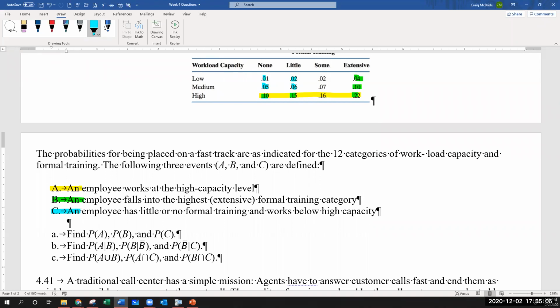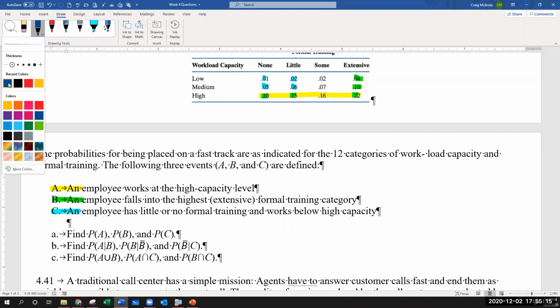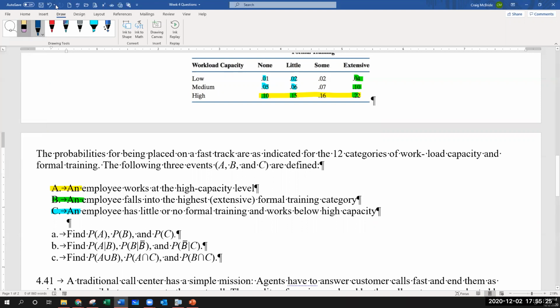Well, no, I mean, we're doing not B given C. So the first thing we want to do is... when you highlighted the blue, they work below the high capacity. The employee has little or no training. Oh, and works below the high capacity. Thank you, I didn't even realize that. Yeah, works below the high capacity. So it doesn't cover the yellow row. Yep, very good. It only covers those. Thank you.